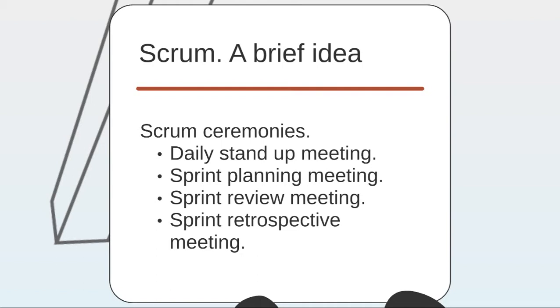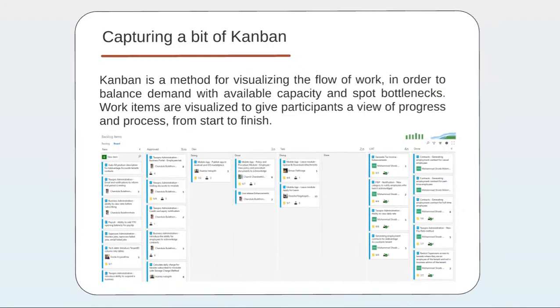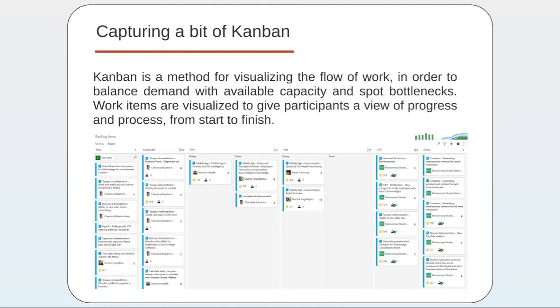So these are the basic Scrum ceremonies that we use in Scrum. Now let's get into the Kanban method. For the Kanban method, I am also new, as most of you are. Kanban is a method for visualizing the flow of work. Here the main target is to visualize the flow of work in a project.